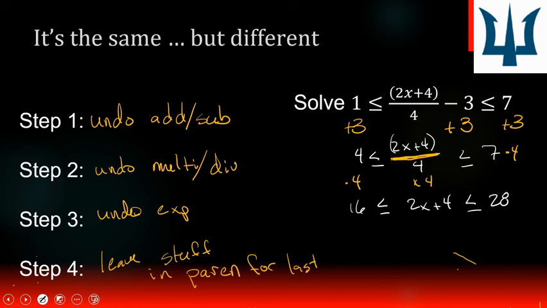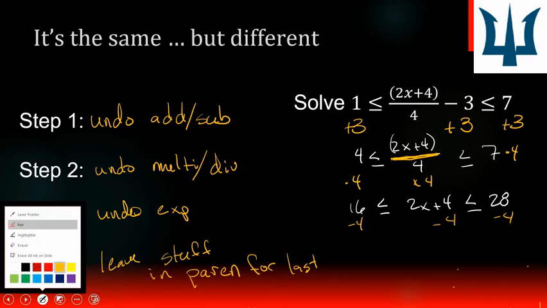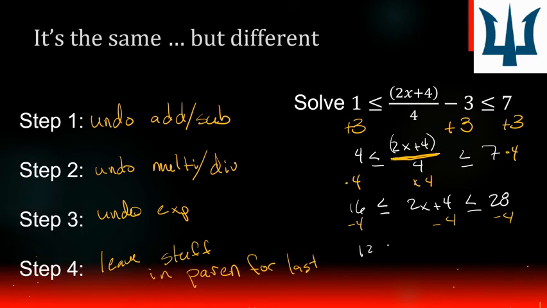I want you guys to pause the video, go ahead and finish doing the math for that problem, and then we'll compare our work, and then we'll move on. All right, now that you have had a chance to solve that, what we're going to do first is get rid of that 4. So I'm going to subtract 4 from all parts. That's going to end up giving me 12 is less than or equal to 2x is less than or equal to 24.